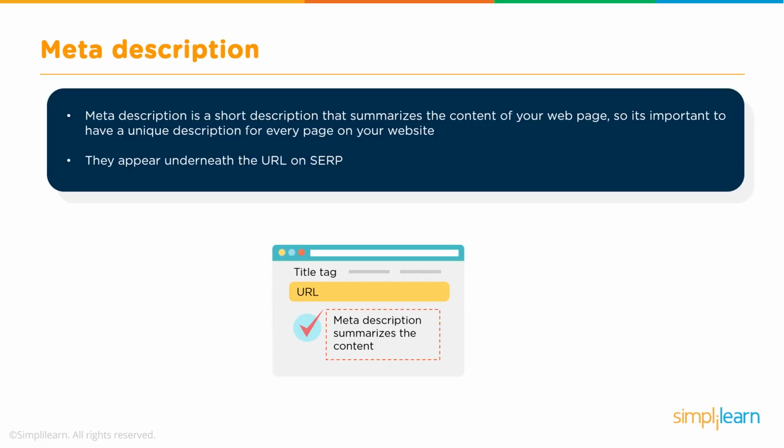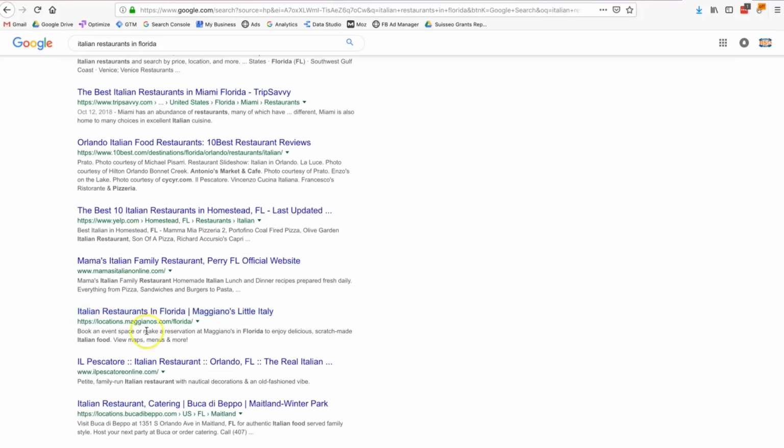So if we go back to our Google search results, we look here, Italian restaurants in Florida, Maggiano's Little Italy is the brand or the restaurant. We could see the URL, which is underneath the title tag. And then here we could see the meta description.